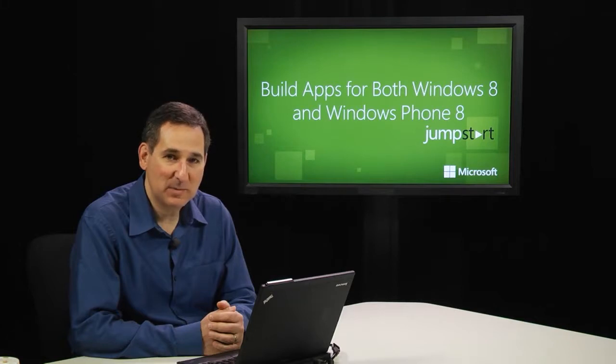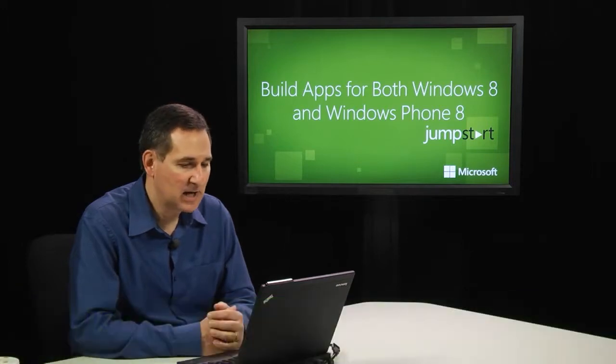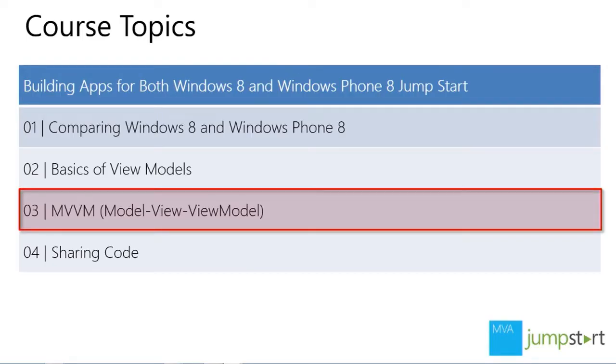We've talked about comparing Windows Phone and Windows 8, and we had lightly touched on some of the things you can do to reuse your code. Now we're going to dive into MVVM, which is a pattern. And that's the first step in building your app in such a way that you can maximize your code reuse. There are other things that we'll talk about later, but the first step, I think, is to separate out the various concerns among your app.